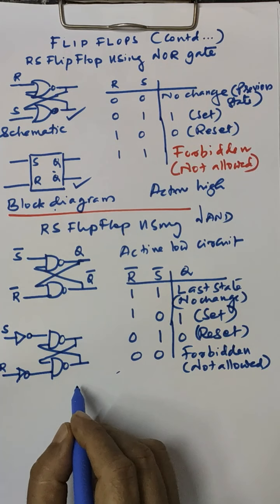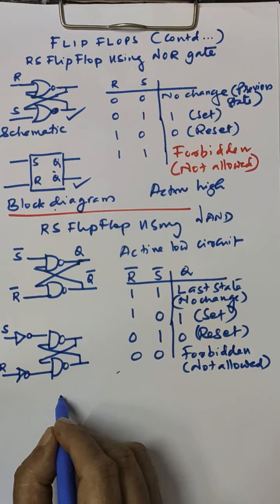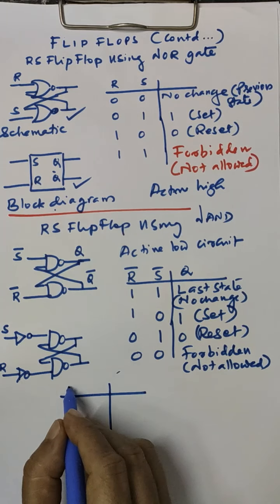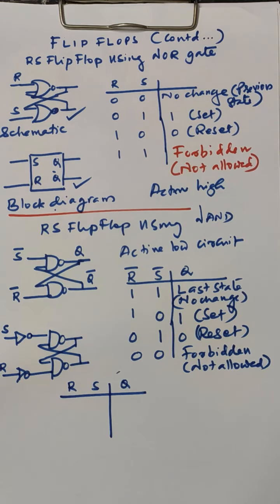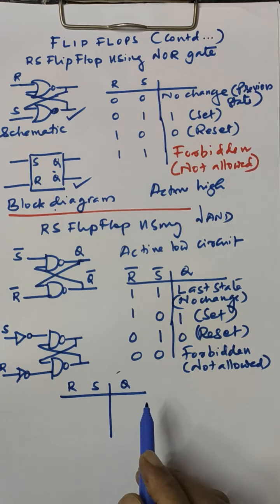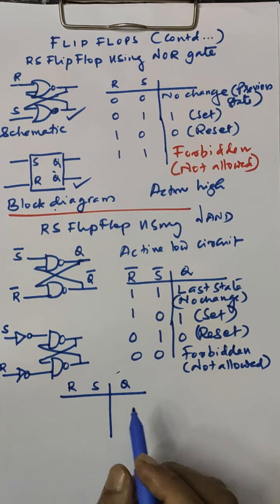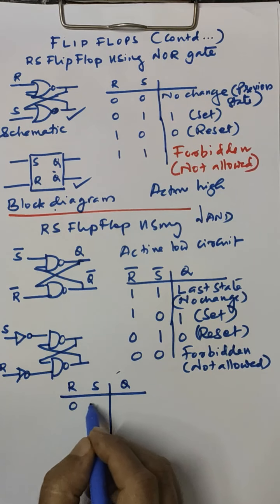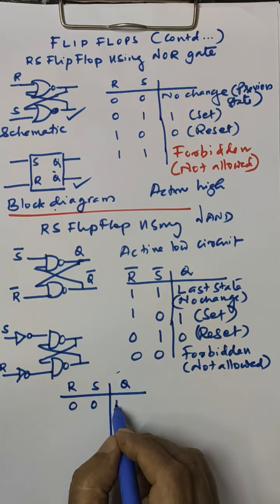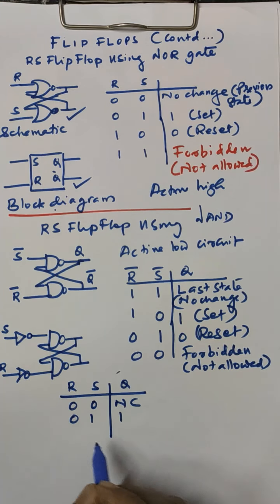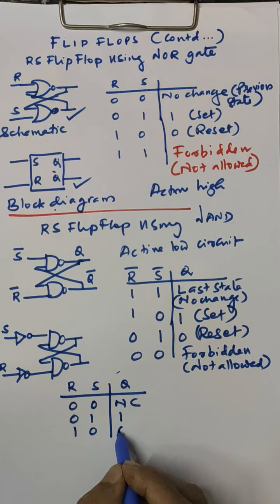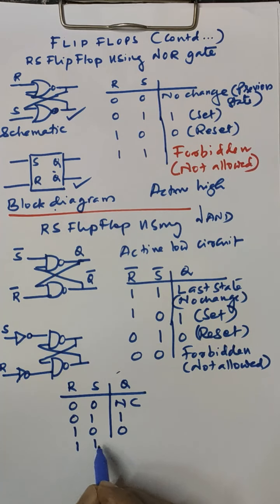So in this case, you can write down the truth table as R and S, Q, similar to the one in the case of NOR gate flip-flop. That is 0 0 represents no change condition, 0 1 represents set condition, 1 0 represents reset condition, and 1 1 represents forbidden state.